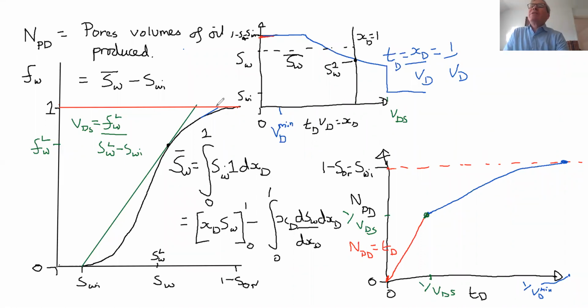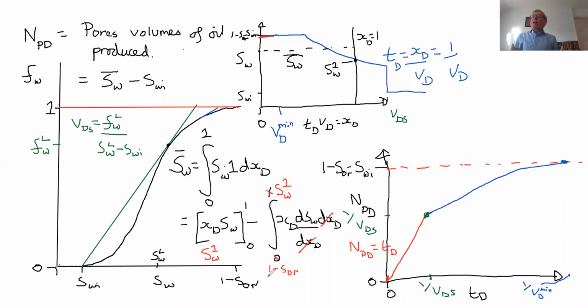All right, things now begin to simplify. If we look at this, we can rewrite that as XD SW, minus the integral of XD dSW. At XD equals 0, SW is 1 minus SOR. And at XD equals 1, the saturation is SW1, by definition. This term is the integral, obviously 1 times SW1, minus 0. So this becomes SW1, and we've got SW1 minus this bit here.